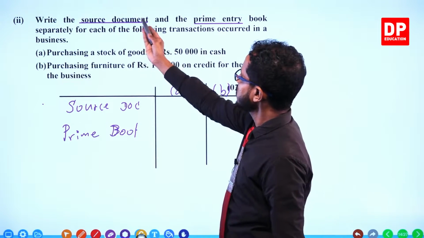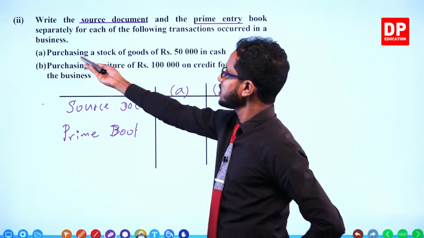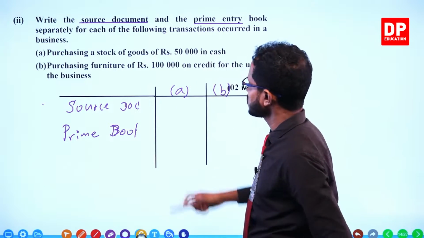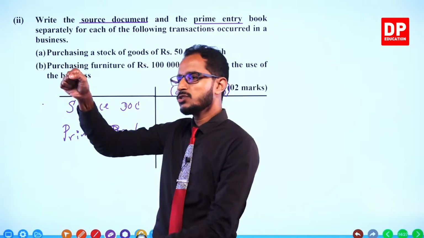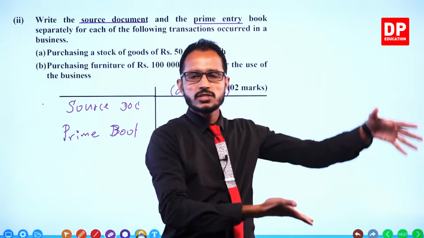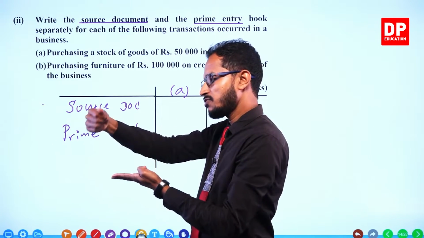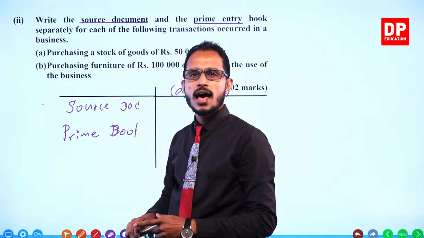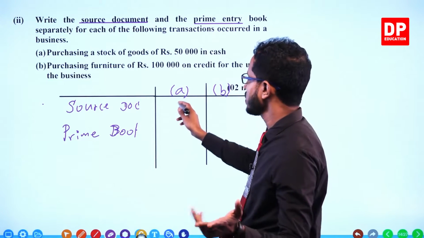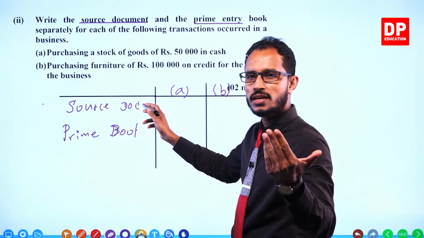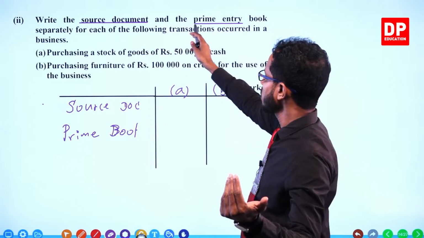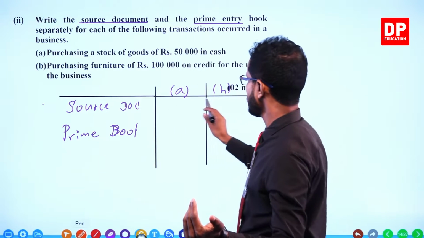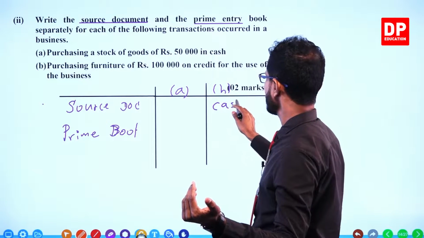Source document for A, purchasing a stock of goods 50,000 in cash. Purchasing means, as I told you, we bring in goods into the business. Cash going out, we pay in cash. Cash expense. What is the source document? The prime entry book, we know that is the cash book.